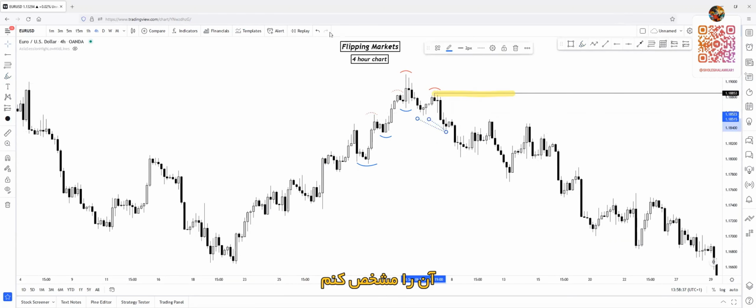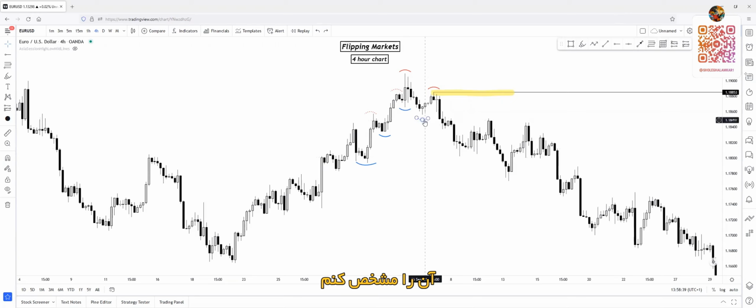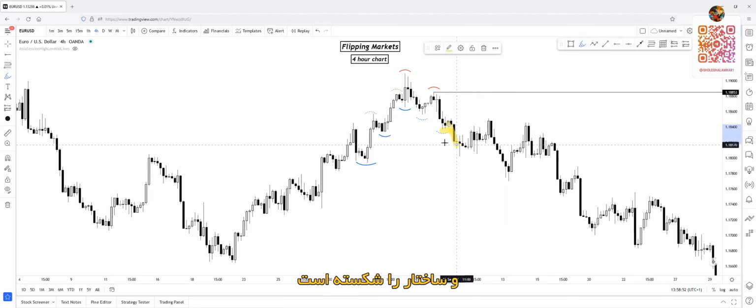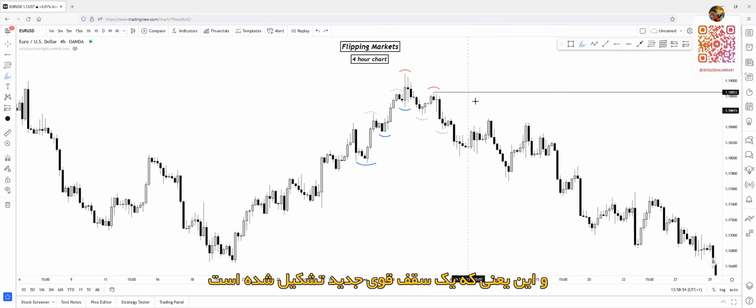So I will just, why can't I draw it? So I will just mark it here. Okay. After this, price broke through the last weak low, as you can see here, with an efficient push and break of structure. So this means a new strong high has been created.